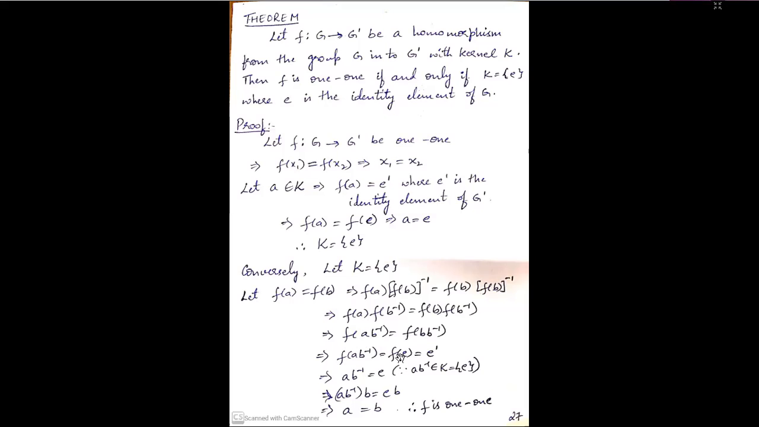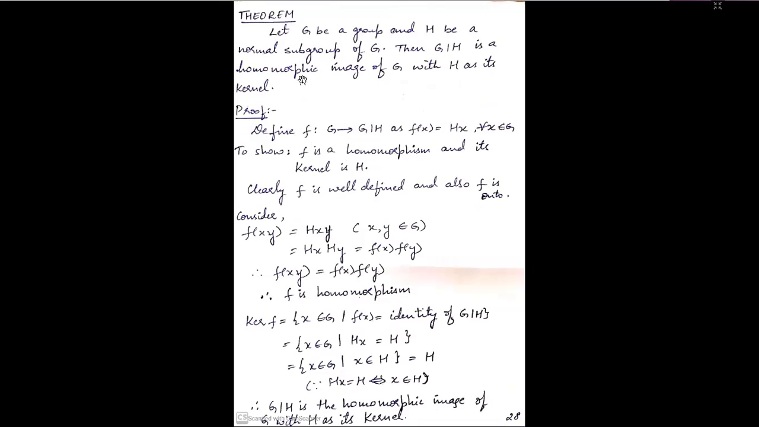And bb inverse is equal to identity, as b is an element of G and G is a group. So f of e is equal to e dash. The reason is ab inverse belongs to K. If f of ab inverse is equal to e dash, it means ab inverse is an element of K. And since K is singleton identity, ab inverse is equal to e. So multiplying on the right side by b, we get a is equal to b. Therefore, f is 1-1.